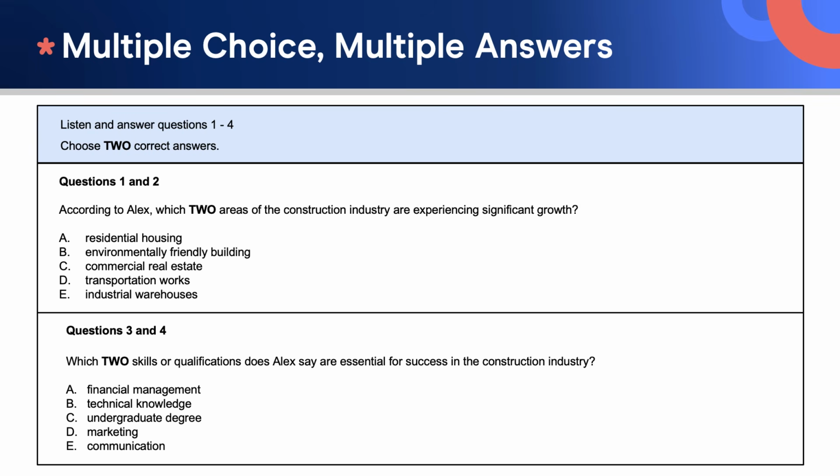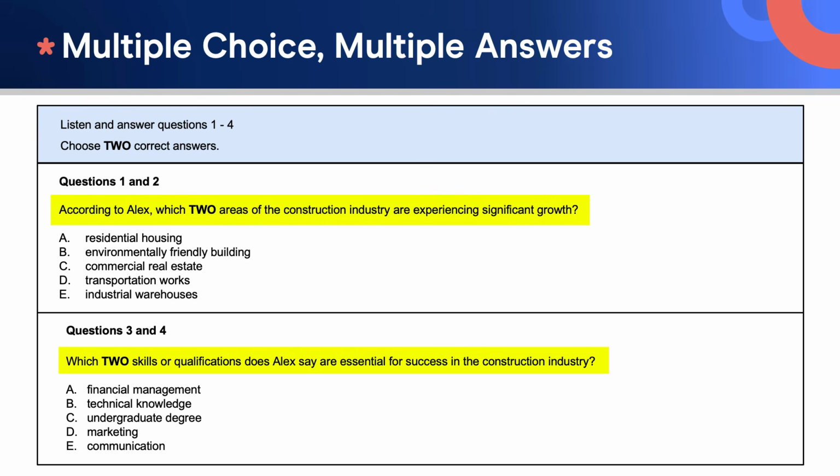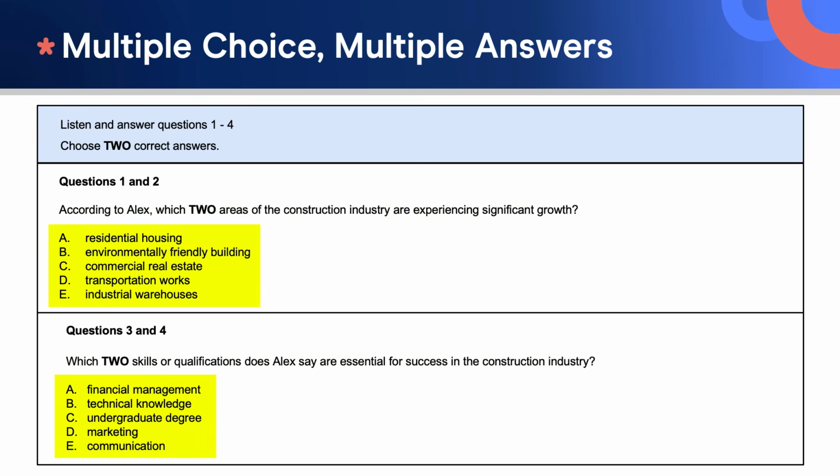In this case, you're given about 30 seconds to look at questions 1 to 4 before the recording for those questions plays. Use this time wisely by understanding what the questions are asking and noticing keywords to listen out for or to listen for synonyms in the recording. Notice the instructions for each say, choose 2 correct answers. So these are multiple choice, multiple answer questions. You can see each has a question, followed by 5 answer choices, and you must pick 2 answers for each.